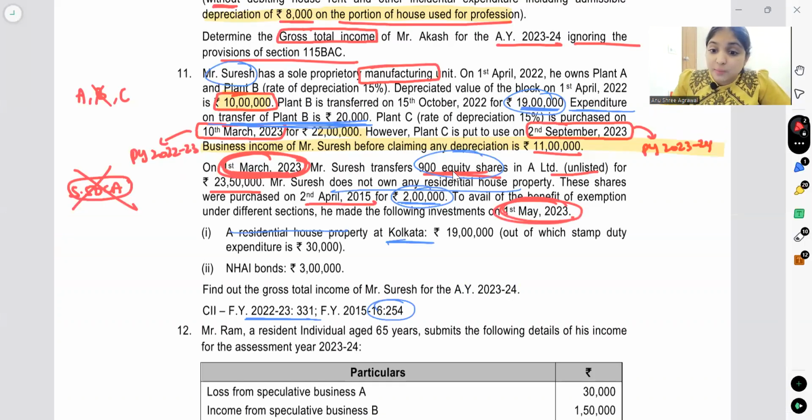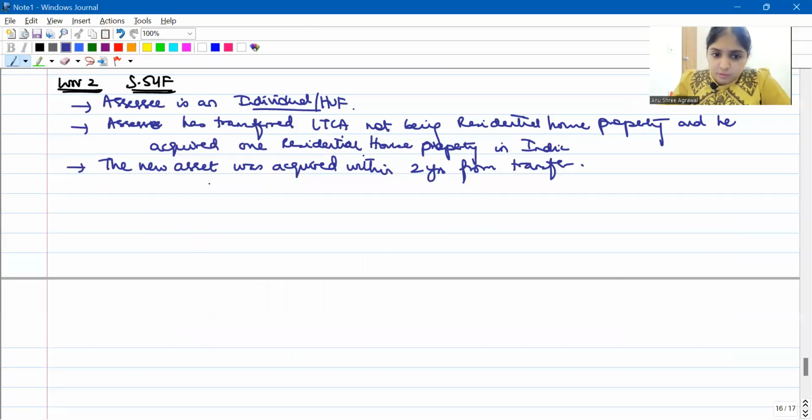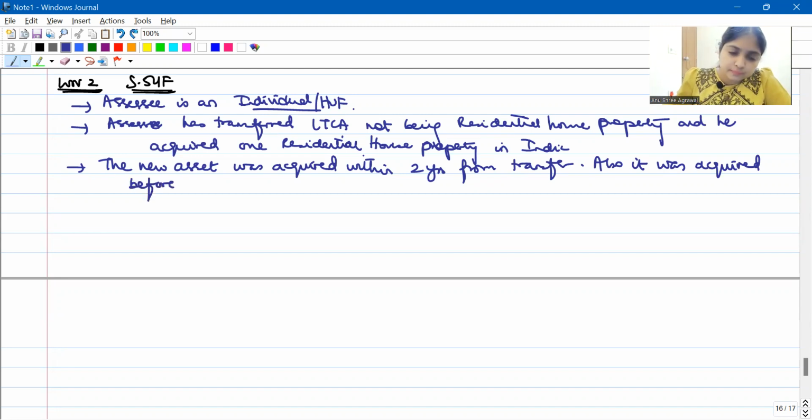We made the investment in May 2023 itself, guys. We're doing the calculation for assessment year 23-24. Earliest possible 139 due date is what? Earliest possible 31st July 2023. We have made the purchase even before this date. Hence, it's definitely going to be valid. We have purchased within the 139(1) due date. So the new asset was acquired within 2 years from transfer. Also, it was acquired before Section 139(1) date.